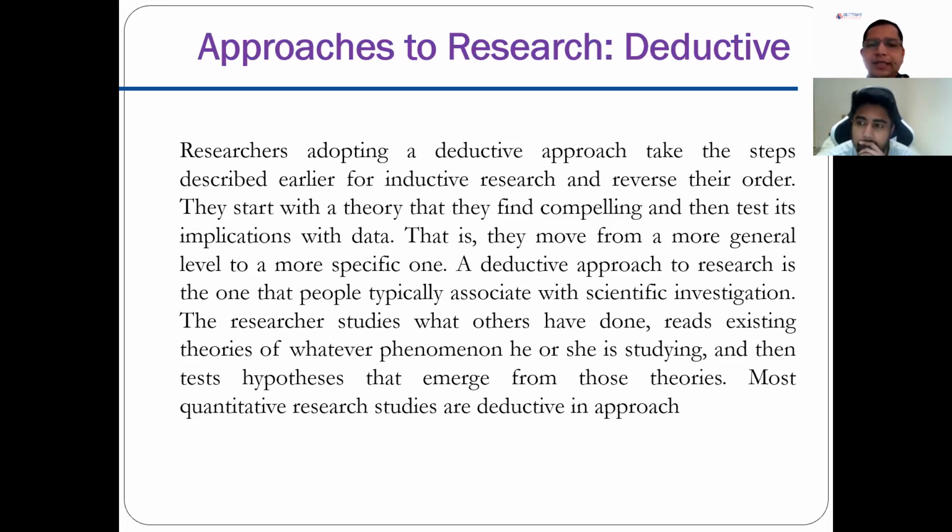A deductive approach is what people will typically associate with scientific investigation. The researcher studies what the others have done, reads the existing theory of whatever phenomenon he or she is studying, then tests hypotheses that emerge from those theories. And most quantitative research studies are deductive in approach. Why do we say deductive now? And what are the things we're deducting?